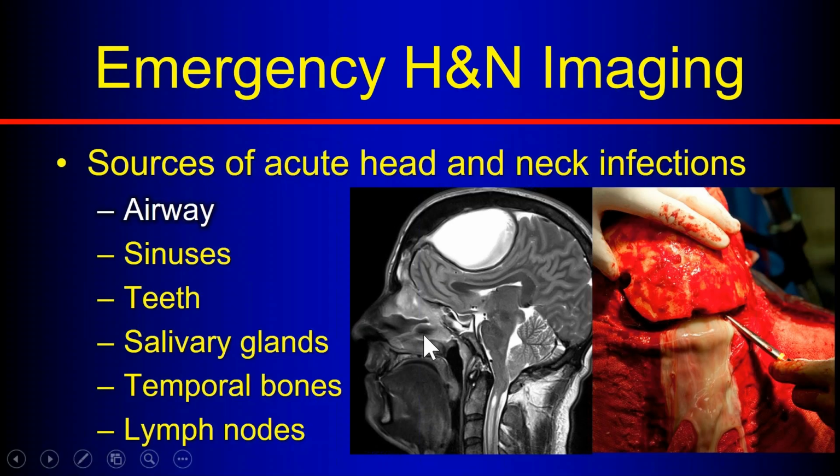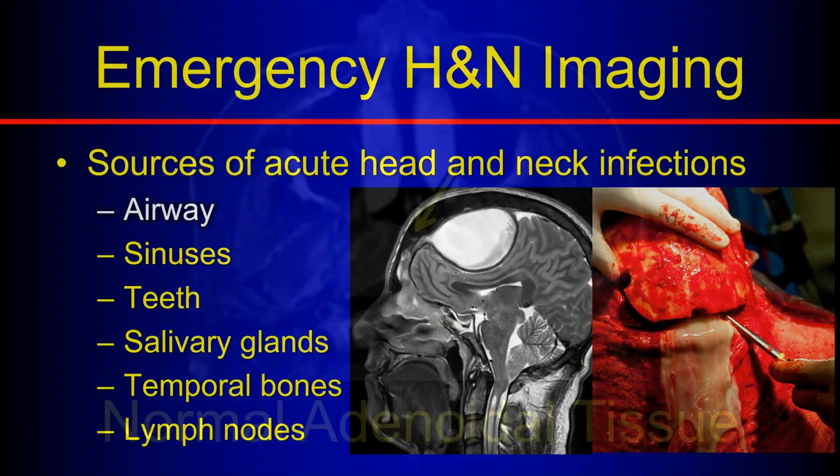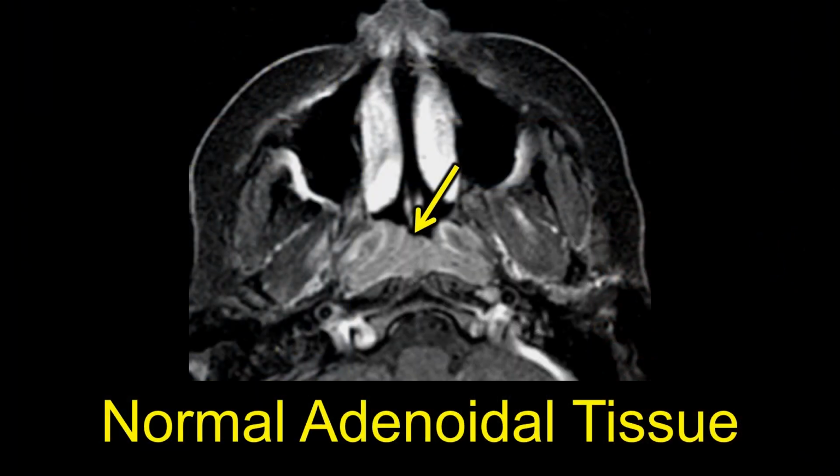We talk, for example, about the nasal vault and the nasopharynx and the oral cavity and the oropharynx, how these areas are similar and different to each other. But the upper aerodigestive tract and the airway is a big important thing, obviously. And one of the things that we're always trying to differentiate is something like normal adenoidal tissue.